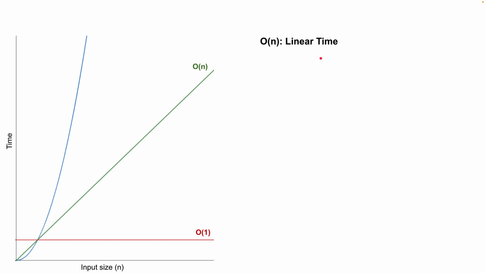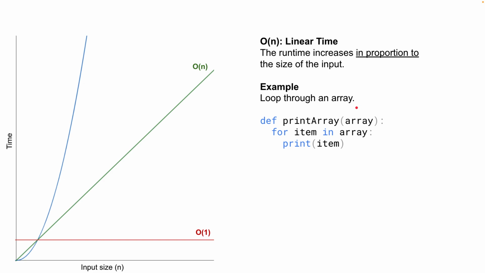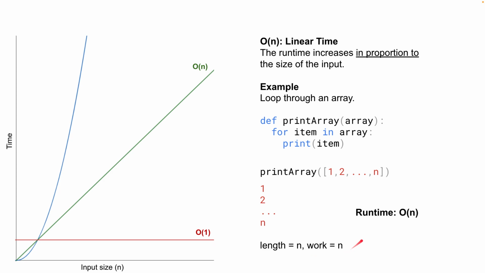Next, we have O(n), or linear time, where the runtime increases in proportion to the size of the input. For example, looping through an array and printing each item. When the input size is 3, we do 3 units of work. When the input size is 4, we do 4 units of work. When the input size is n, we do n units of work because we're just printing the entire array. There is a linear relationship between the size of the input and the amount of work we do. So we say the runtime is O(n).